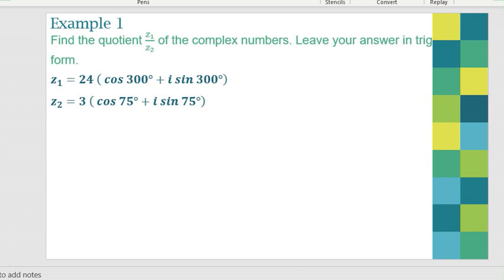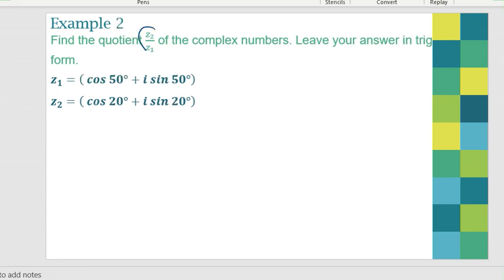All right, so let's do this example. So to divide Z1 divided by Z2, then I take these and divide out, and I get 8, and I get cis, and it doesn't have to be in parentheses, but you subtract 300 minus 75, and when you do that, you get 325. So 8 cis 325, and we're done.